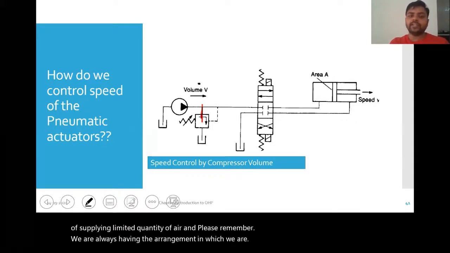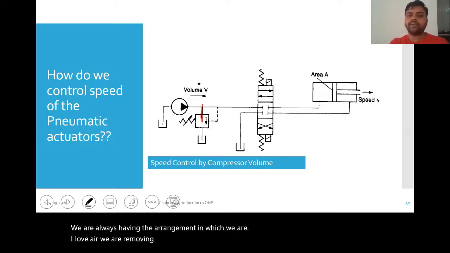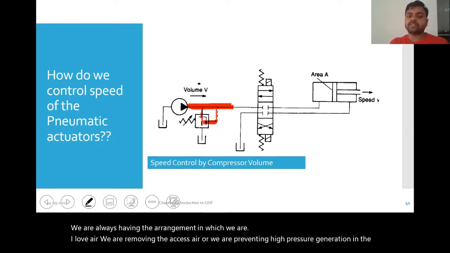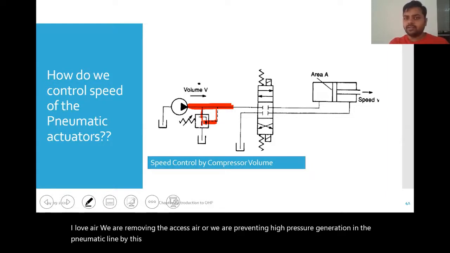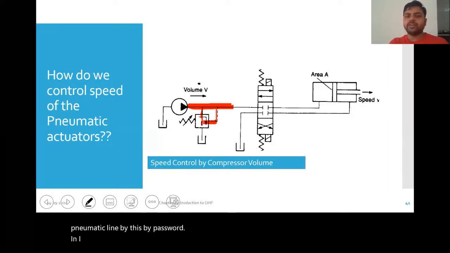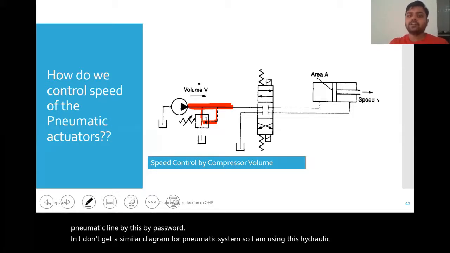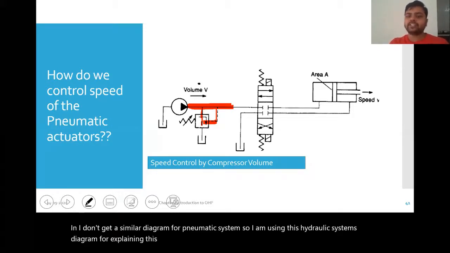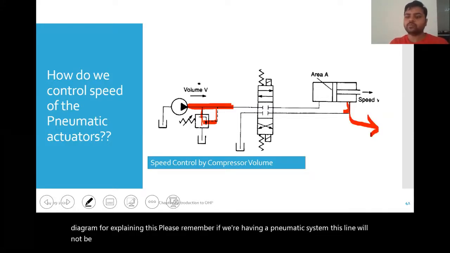And please remember, we always have an arrangement in which we remove the excess air, or prevent high pressure generation in the pneumatic line, by this bypass valve. I don't have a similar diagram for a pneumatic system, so I am using this hydraulic system diagram for explaining this. Please remember, in a pneumatic system, this line will not be there. It will be exposed to the atmosphere directly.